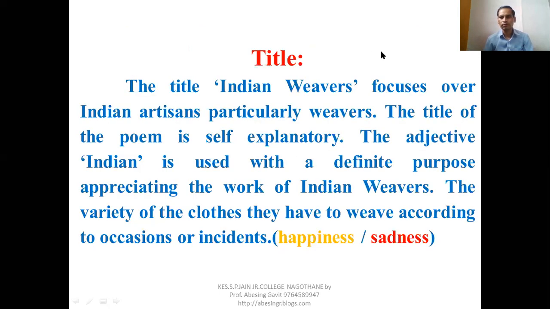About the title, we have to see now what is here in the title. The title, Indian Weavers, focuses on Indian artisans, particularly weavers. The title of the poem is self-explanatory. The adjective Indian is used with a definite purpose, appreciating the work of Indian weavers. The variety of clothes they weave according to occasions or incidents. For example, happiness may be there or sadness may be there; an incident can be of joy or of sorrow. All these incidents the poet has described very well in this poem. So the title is self-explanatory. It is about Indian weavers and their work.